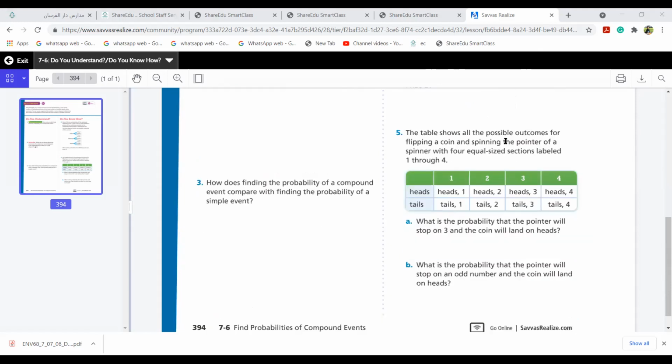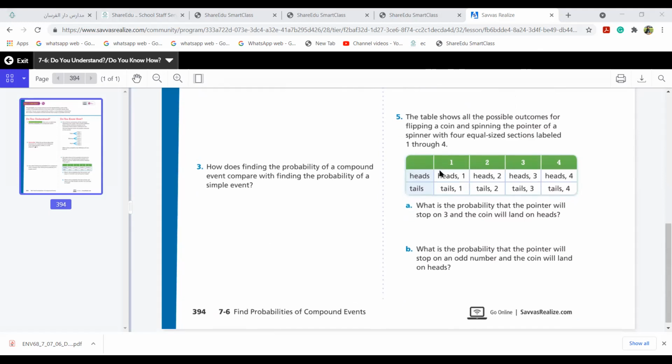The table shows all possible outcomes from flipping a coin and spinning the pointer of the spinner with 4 equal sections labeled 1, 2, 3, 4. Again, you have head and 1, head and 2, head and 3, head and 4. Tail and 1, tail and 2, tail and 3, tail and 4. You have 8 possible outcomes. What is the probability that the pointer will stop on 3 and the coin will land on head? So I want H and 3. There is only one head and 3 here. So 1 out of 8 is your answer.